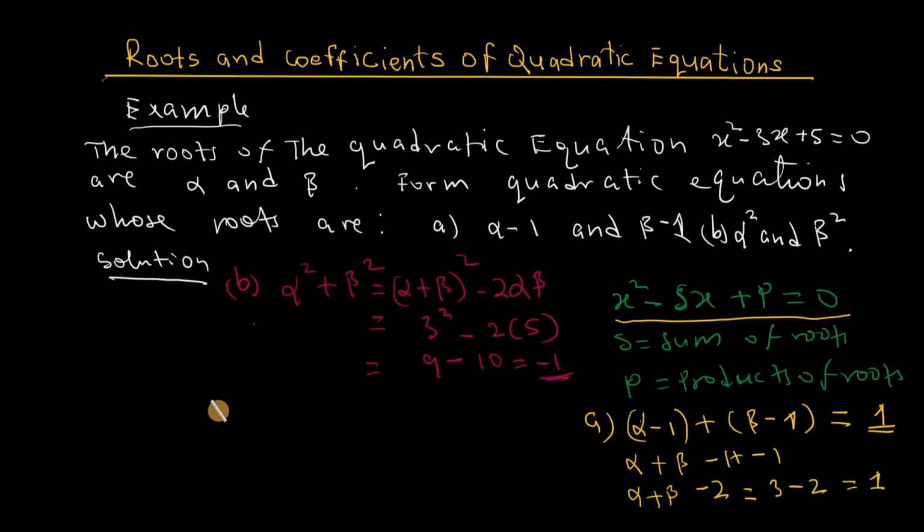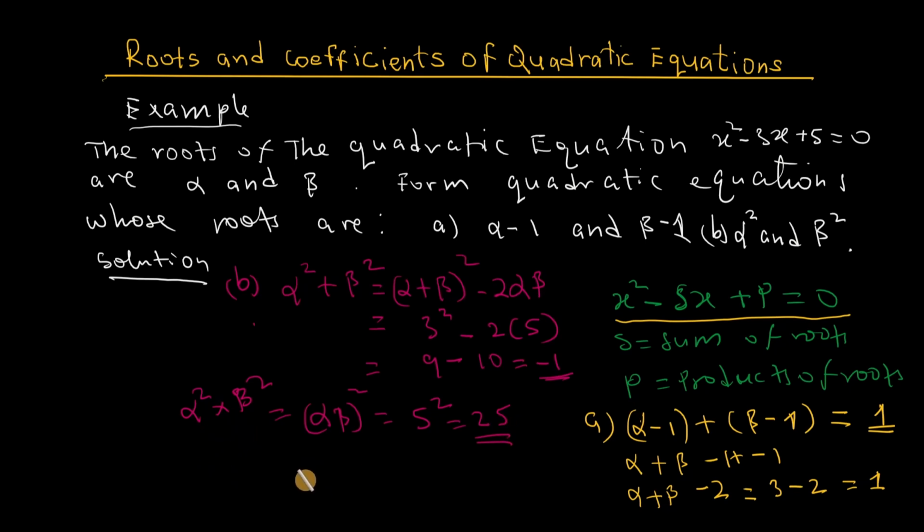Product of roots, that is alpha squared times beta squared, is the same as alpha beta all squared. Our alpha beta that we got from the old equation was 5. So this will be the same as 5 squared, which is the same as 25. So it means that the product of roots is 25.